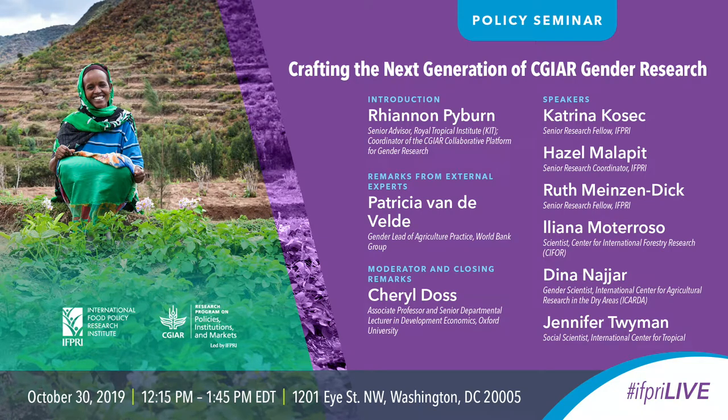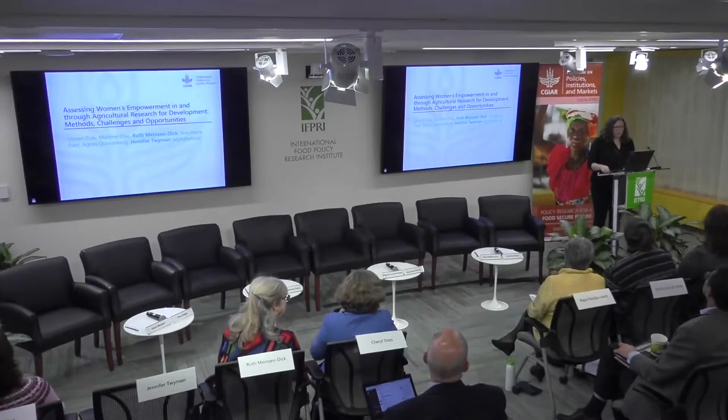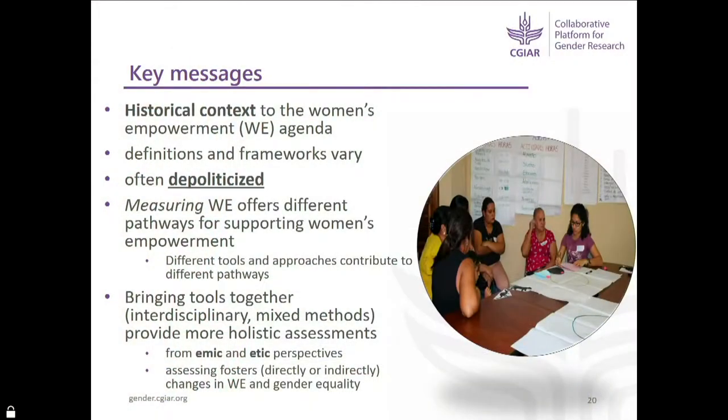Great. And now I'll talk a little bit about assessing women's empowerment in and through agricultural research for development: methods, challenges, and opportunities. So the main objective of this chapter was to address how measuring or assessing women's empowerment can help achieve gender equality, and to review some of the CGIAR work that's been done around the assessment of women's empowerment.